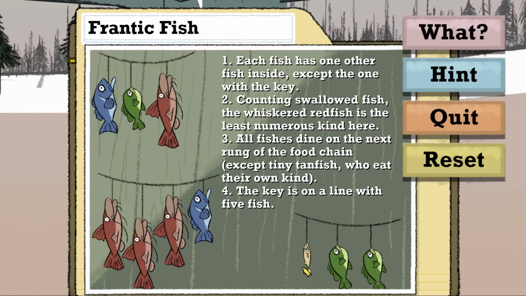Alright, let's go through this one at a time. I'm looking for something that's the category bottom right. Done, because that's 5 fish. A line with 5 fish. Green eats tan, and tan eats tan.